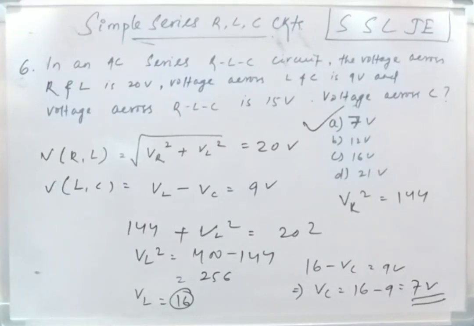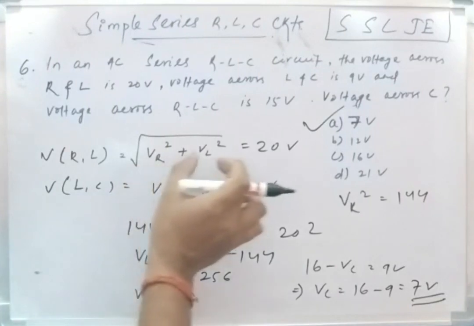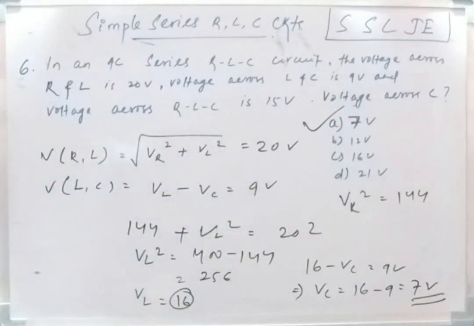It is also a very basic question, so you just have to remember that VR, VL, VC all will be added vectorially, in complex equation form. You cannot add them directly using the algebraic form, okay? So you just have to remember this. Next, go to the 7th question.